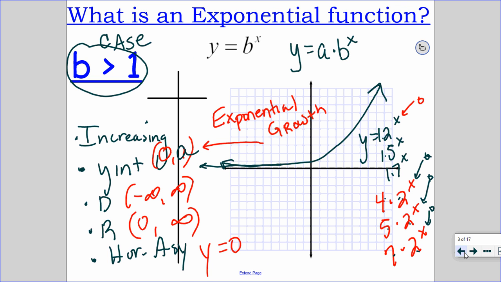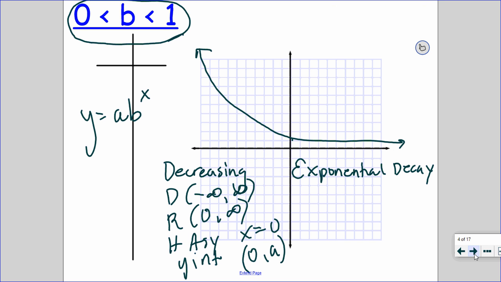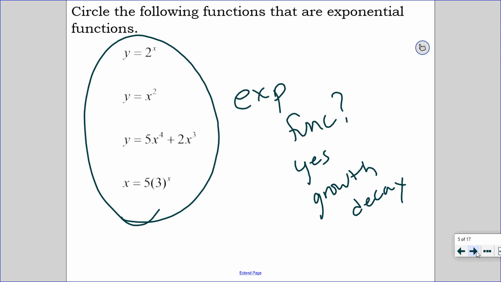B is greater than 1, right? Look at where the B is. The B is attached to the X, so that's going to make it a growth. B is in between 0 and 1, B is attached to the X, right? That's what makes it a decay. So whatever is attached to the X is going to determine whether it's a growth or a decay. So since that B is greater than 1, it makes it a growth.